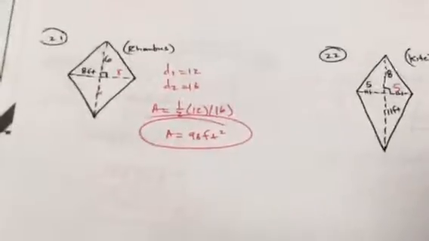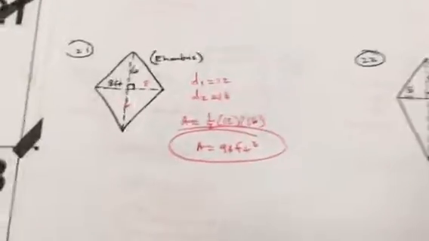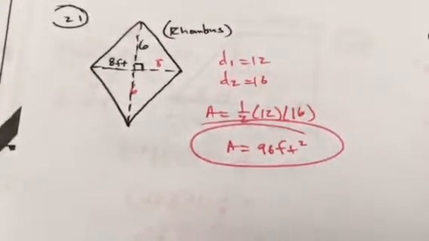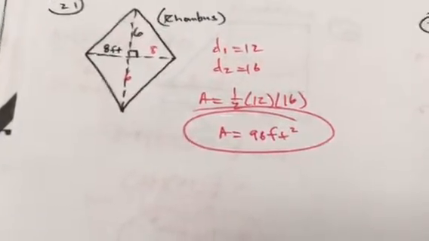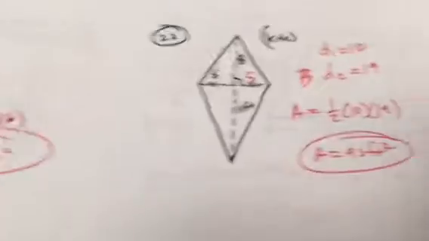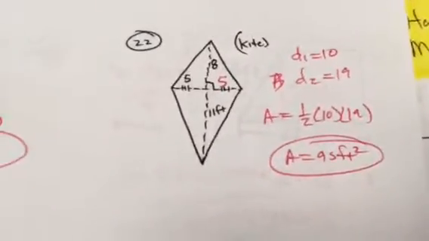The Pythagorean theorem, you'll use, I think, just one time on this page. So here, if one part's 6, the other part's 6. So one diagonal is 12. If one part of the diagonal is 8, the other is 8. The other diagonal is 16. Find the product divided by 2.